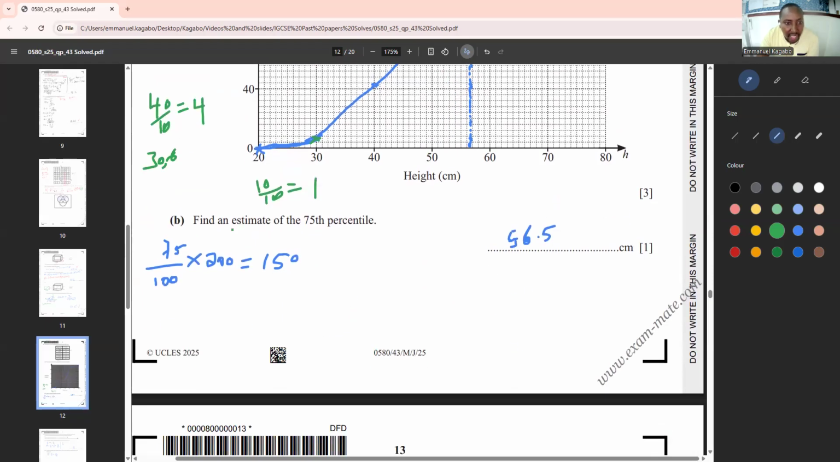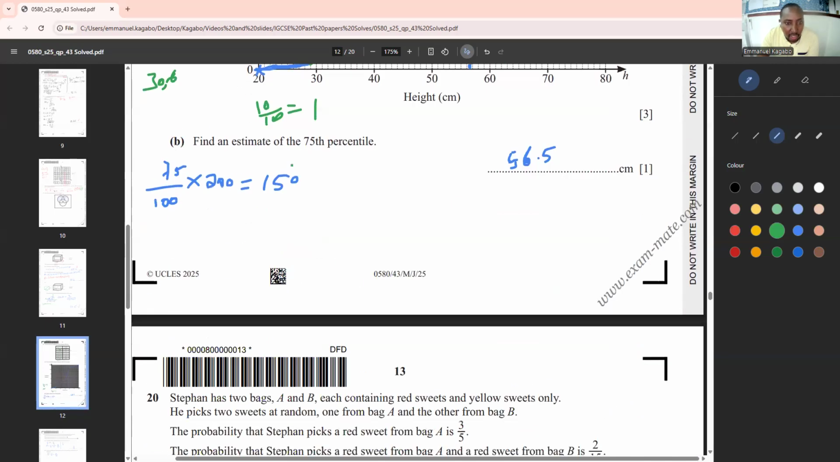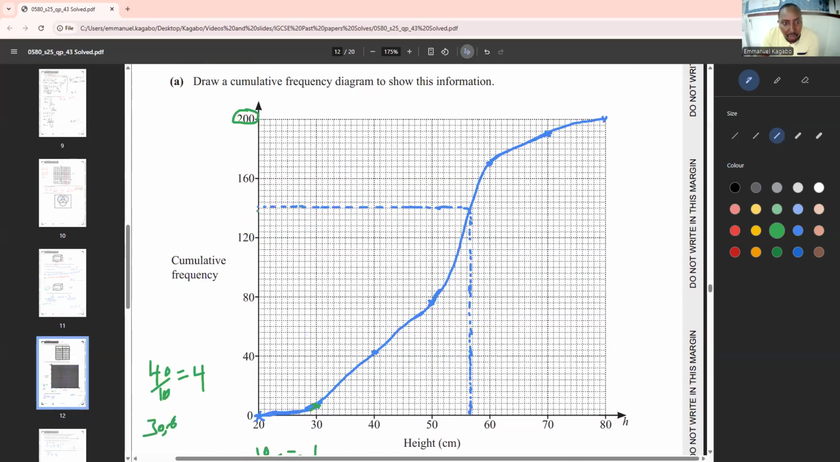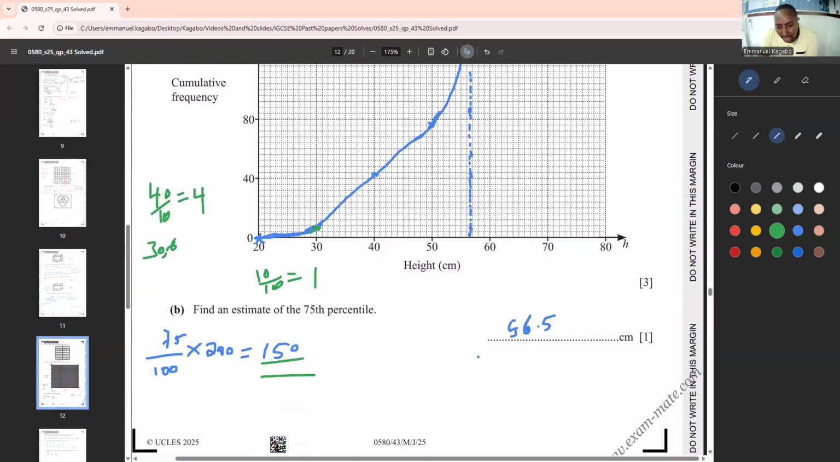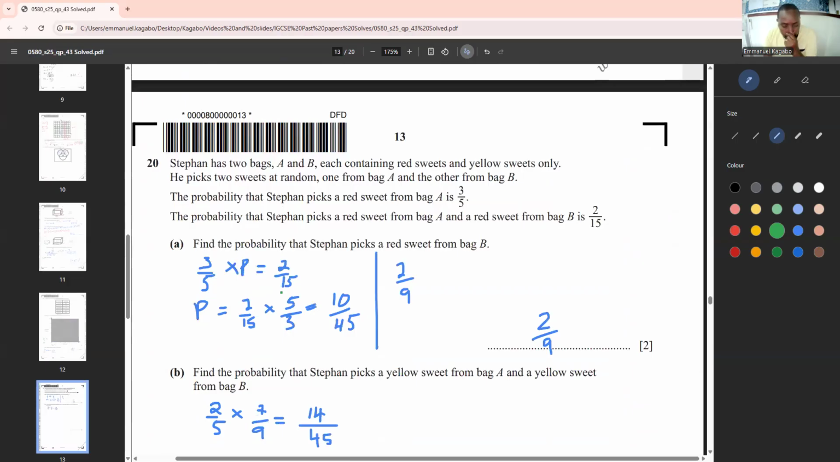Now, they said find an estimate of the 75th percentile, okay? That means you have to get 75 over 100 times 200. Why times 200? If you check the last number here, which is this one. So it gives me 150. Then come to 150 here, you read your value here. I did an estimation, I got this value. You can be more accurate and confirm with that. Okay, very good. Question 20.